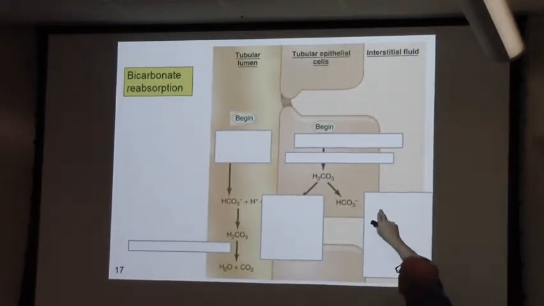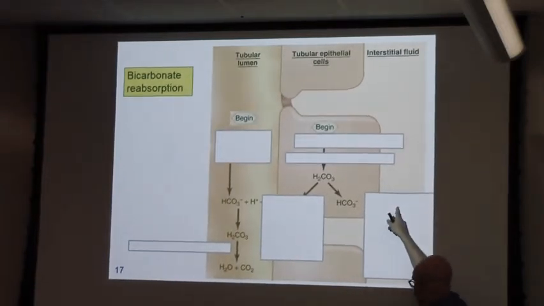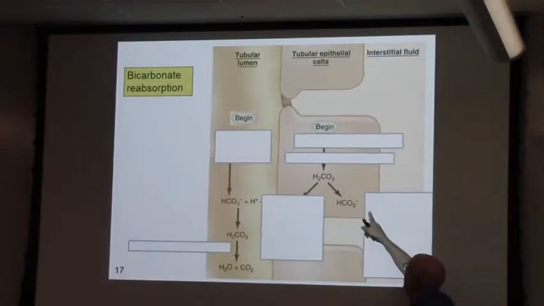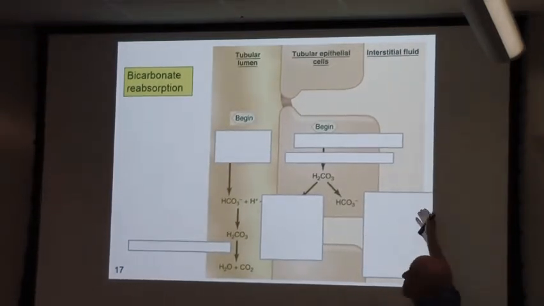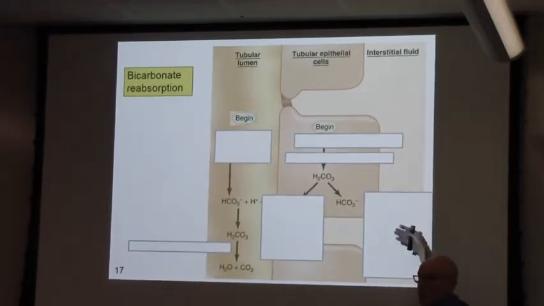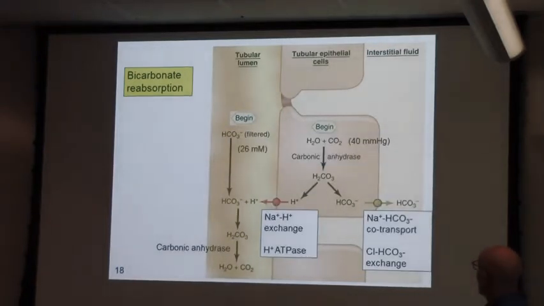What goes in this box here, which is referring to the bicarbonate? The chloride bicarbonate exchanger and the sodium bicarbonate co-transporter. And that moves bicarbonate from the cell into the peritubular space, where the peritubular capillaries are ready to take it up. Okay, so we've got everything covered here? Yeah.